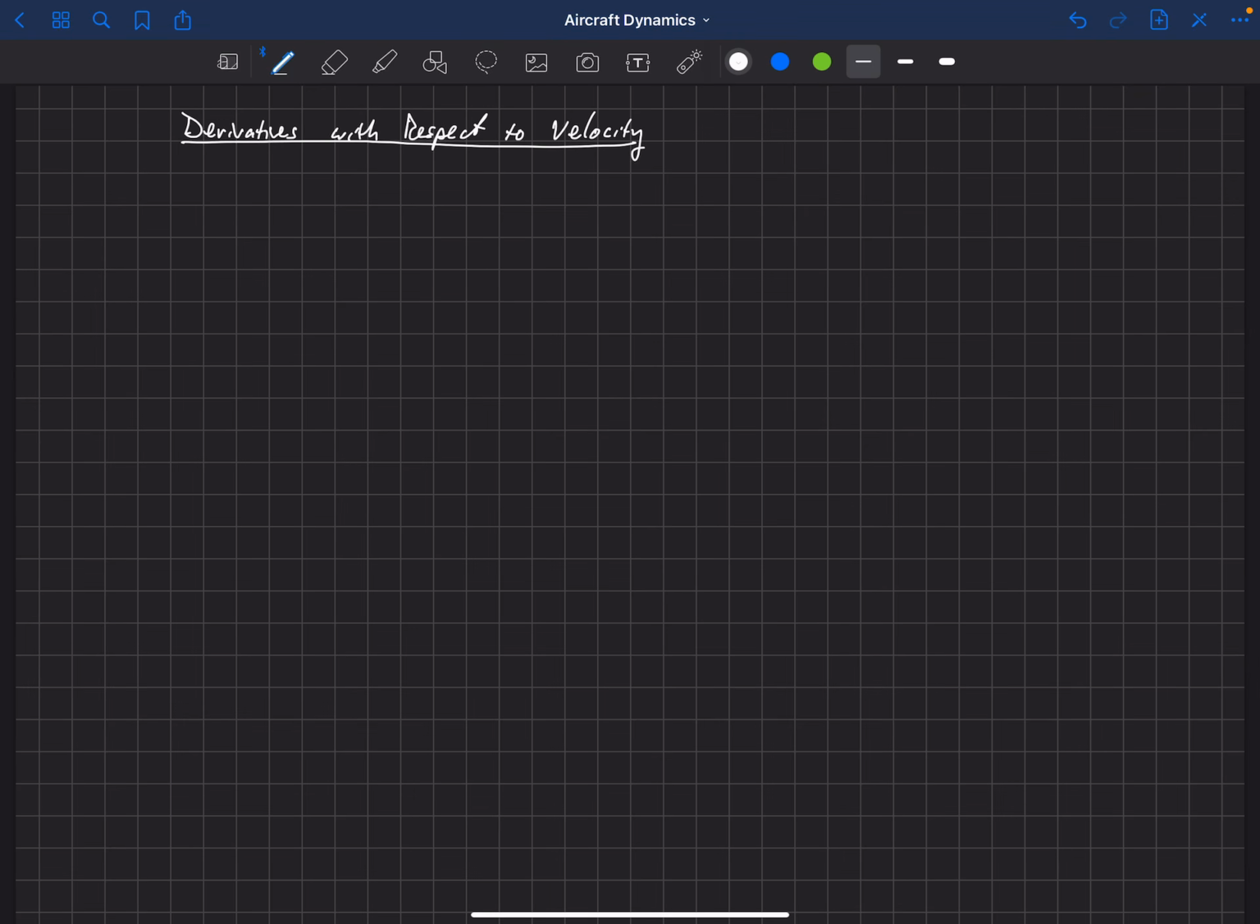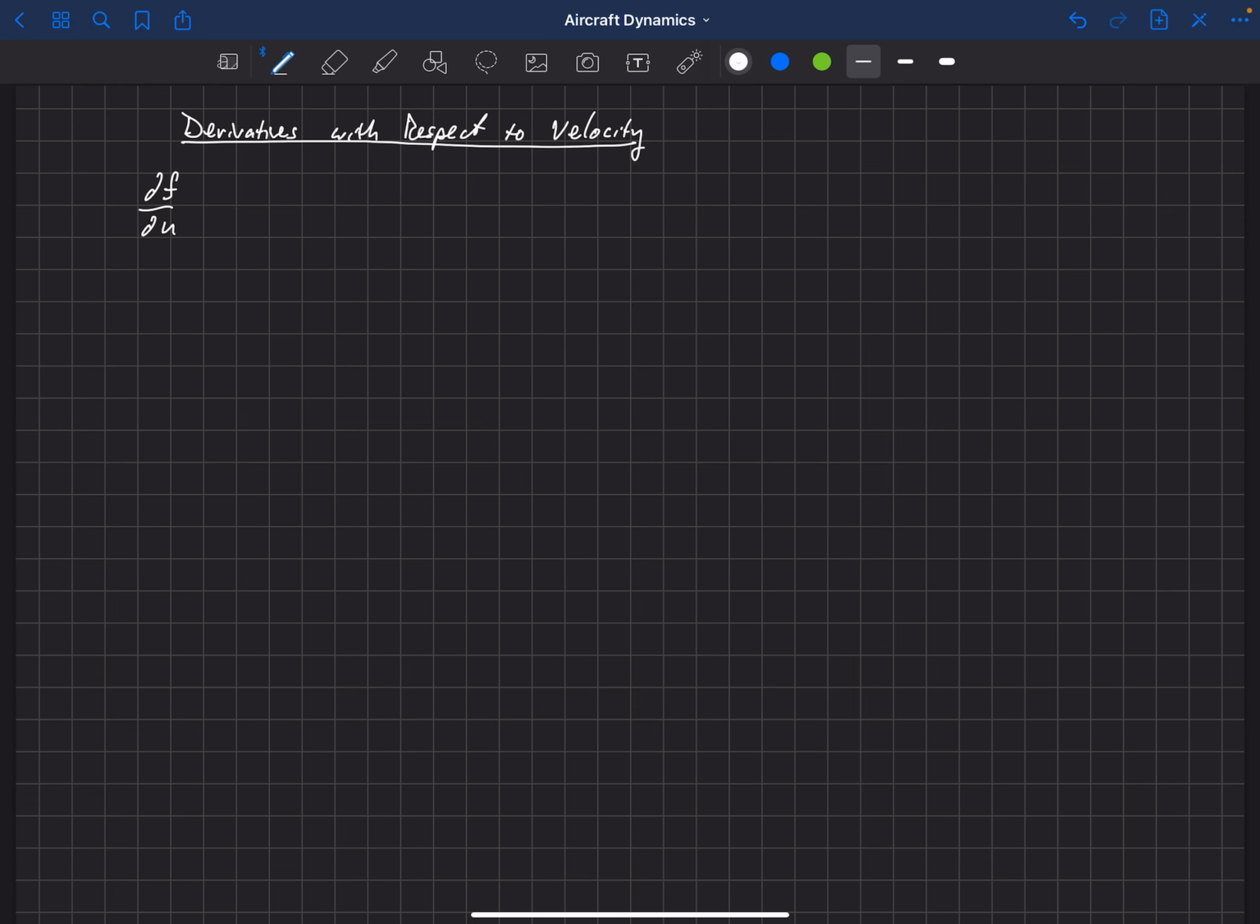So we're going to start with derivatives with respect to velocity. And this is just a little bit tricky because we usually don't know things with respect to the velocity terms that we need them. So for example, we need some derivative of a function with respect to u, right? Well, in the aerodynamic world, we usually don't think of things in those terms.